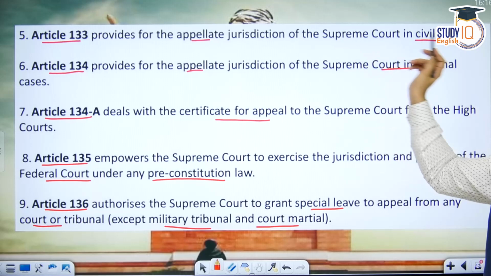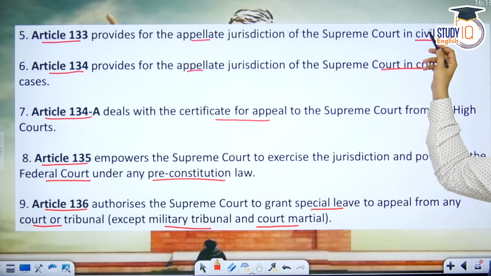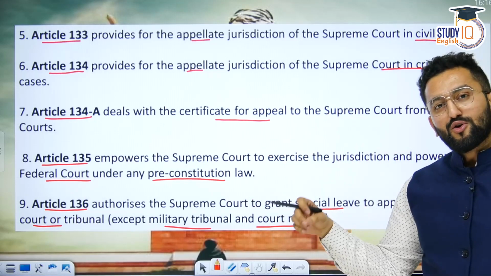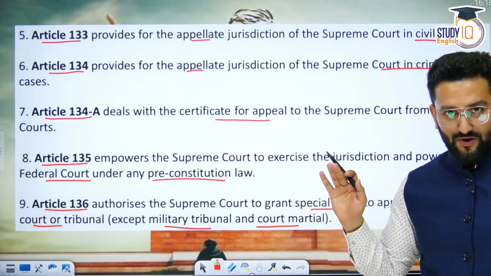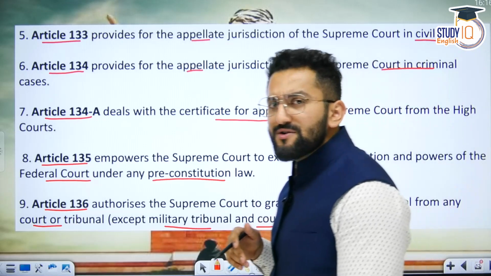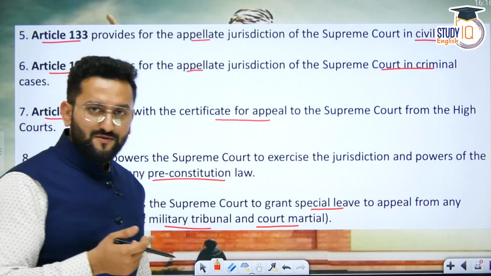Article 133 provides appellate jurisdiction to the Supreme Court. Article 134 provides appellate jurisdiction in criminal cases. So it means civil and criminal. So 132, 133, 134, they're talking about appellate jurisdiction. You may be thinking, sir, how are they related to judicial review? These we have discussed in our Supreme Court chapter as well.